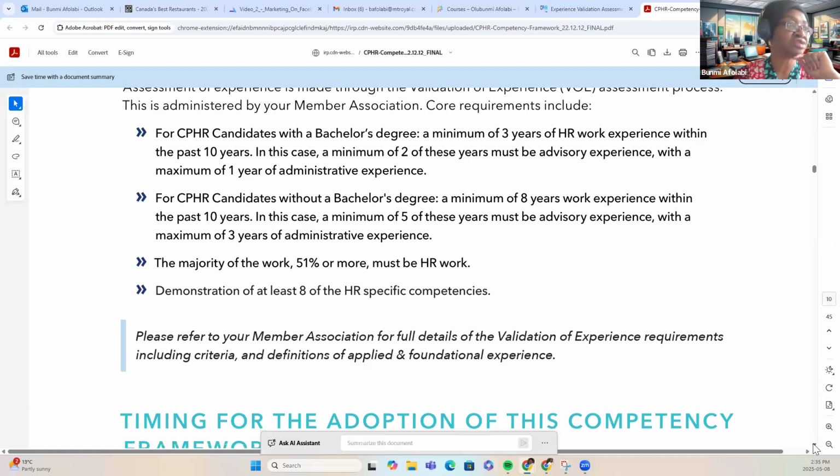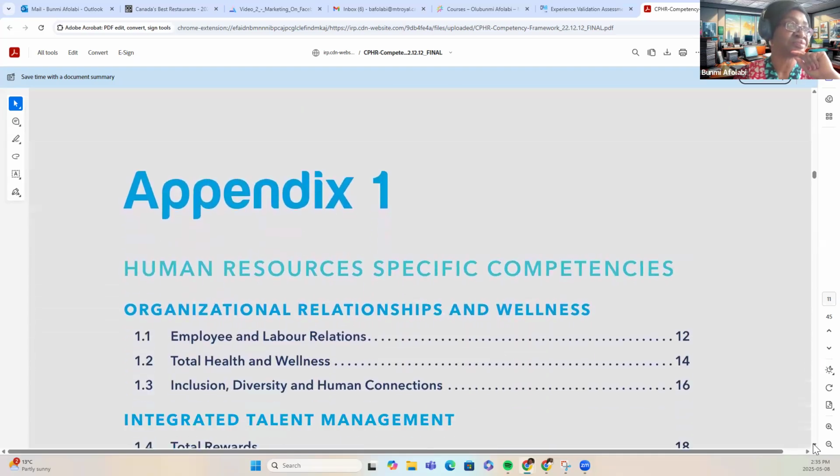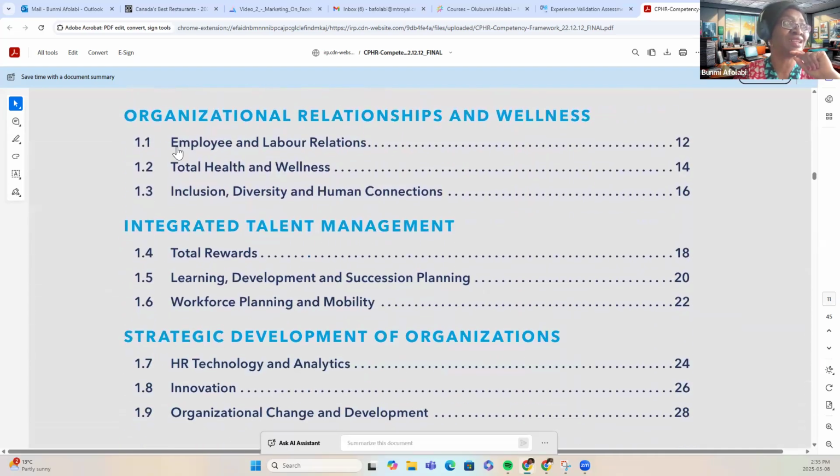So let's look further down into that. Now, these are the 9 HR competencies that they're referring to: employee and labor relations, total health and wellness, inclusion, diversity, and human connections, total rewards, learning development and succession planning, workforce planning and mobility, HR technology and analytics, innovation, organizational change, and development. These are the 9 competencies that your EVA must speak to at least 8 of them.